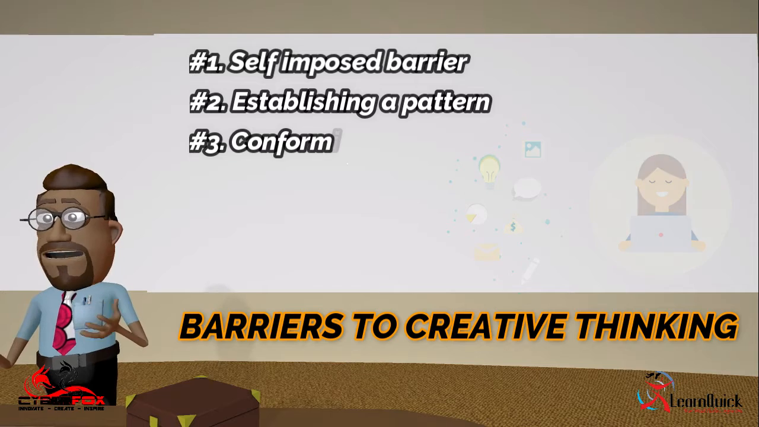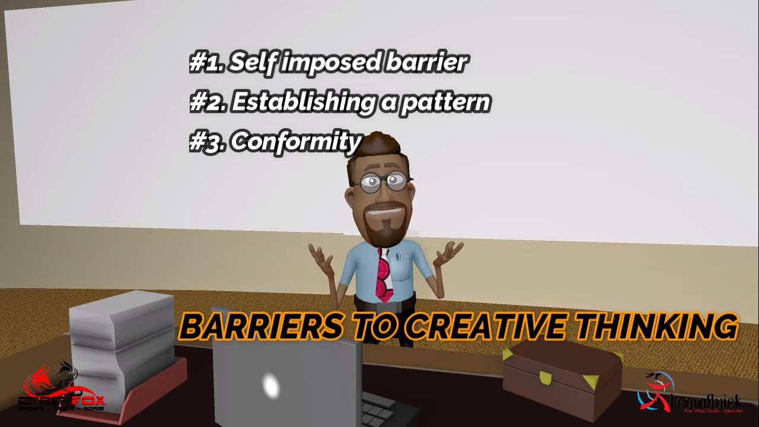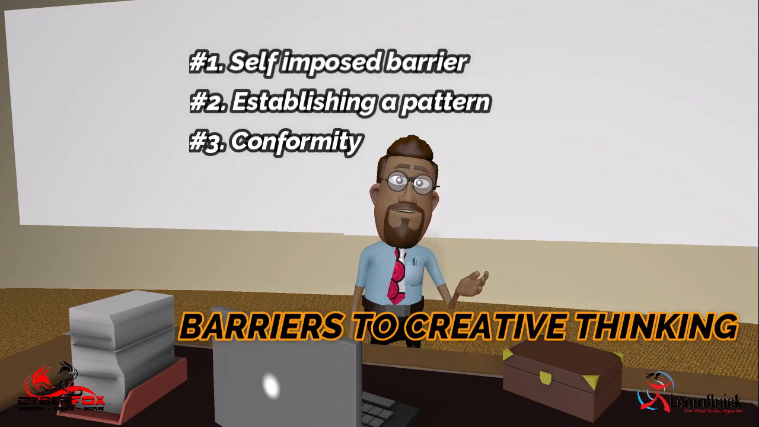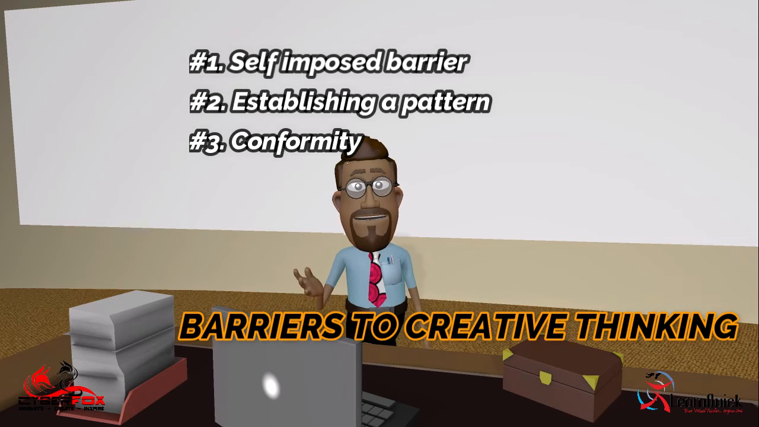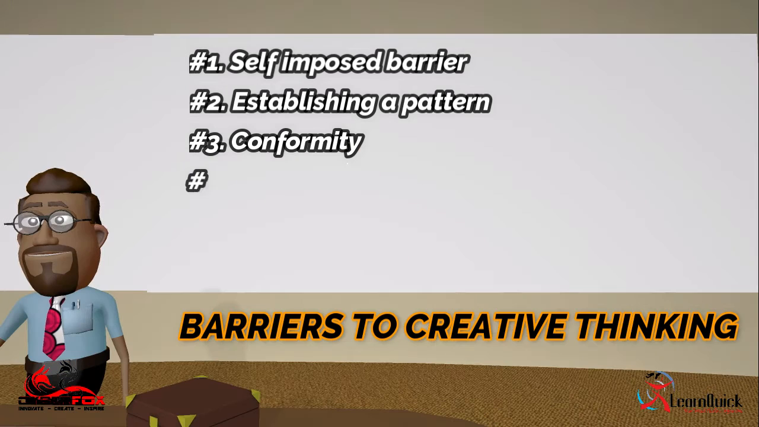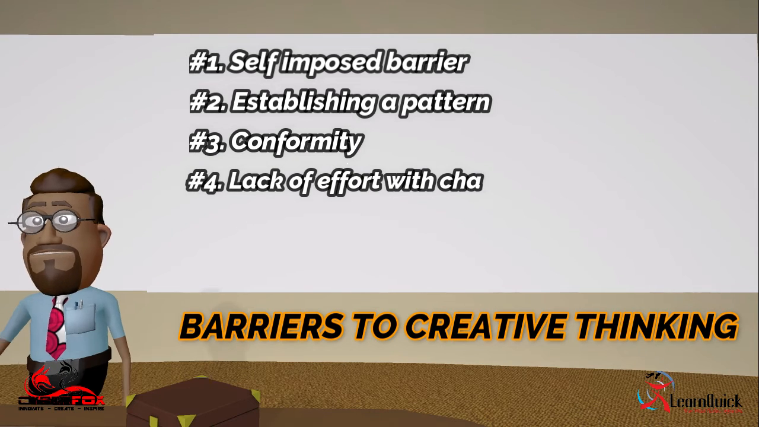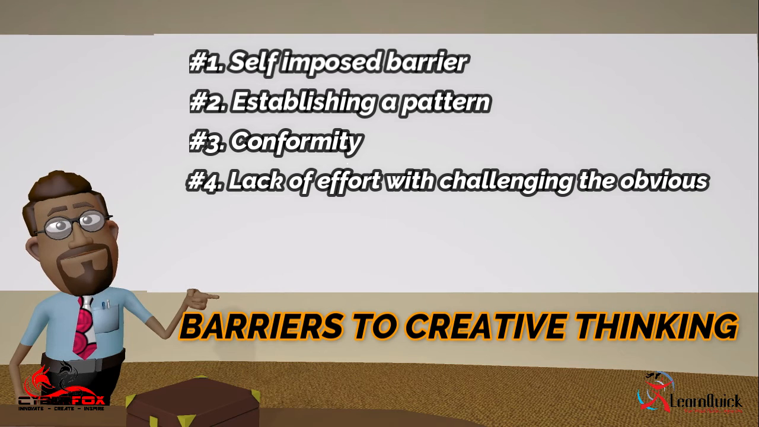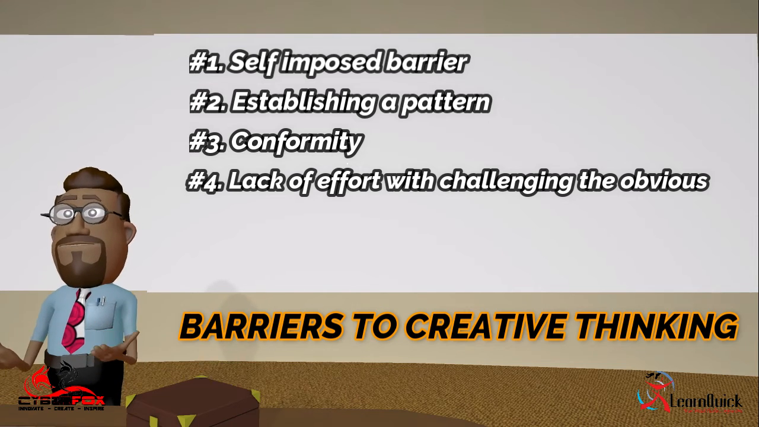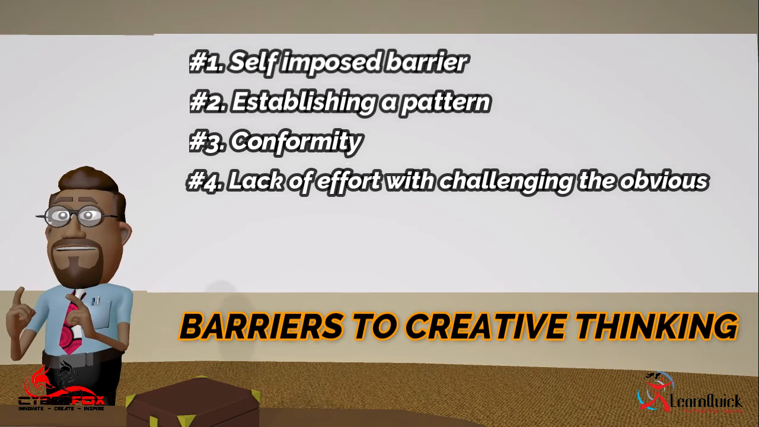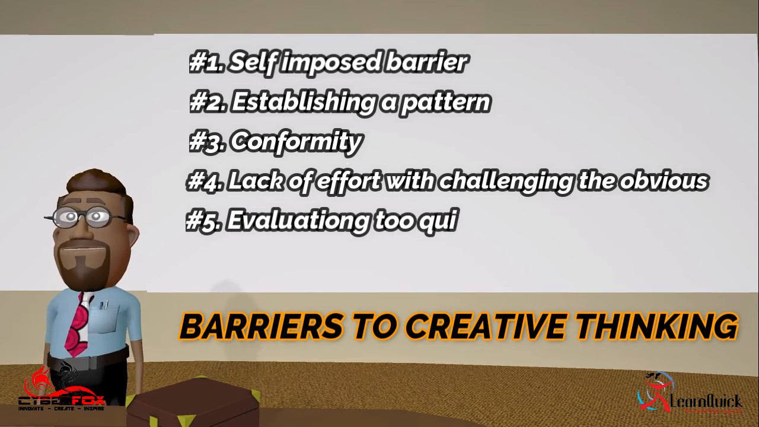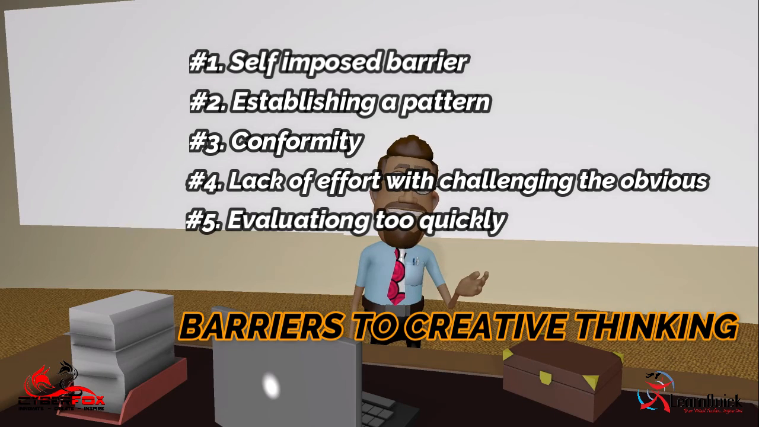The third barrier is conformity. Instead of being creative and unique, you rather resort to solutions formed by your colleagues in the work environment and never really get to explore your own ideas. The fourth barrier is lack of effort with challenging the obvious. When faced with problems, we tend to go for the obvious answer, which we accept without questioning it. The fifth barrier is evaluating too quickly. This happens when we find an idea and resort to it before even trying to develop new alternative approaches.